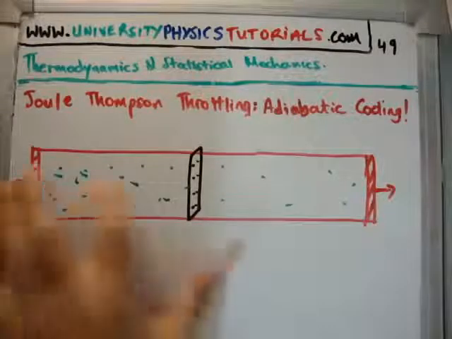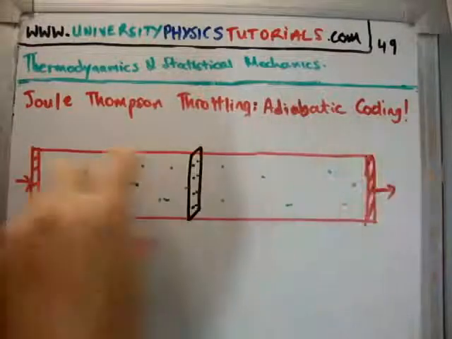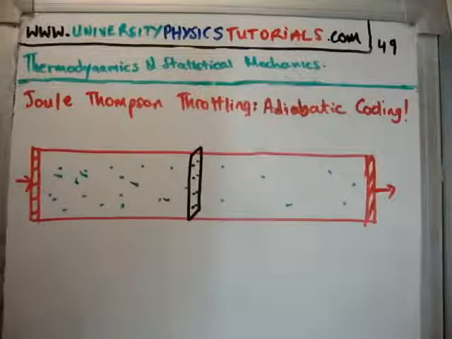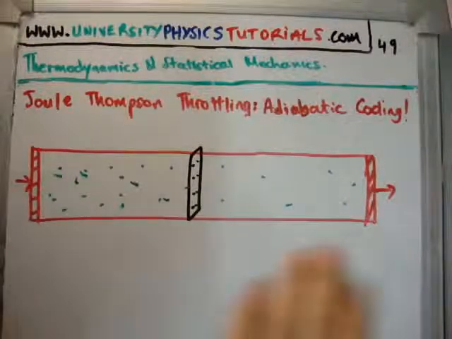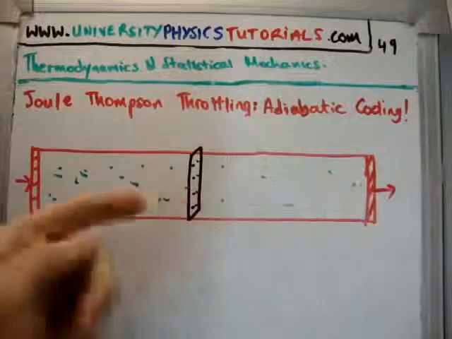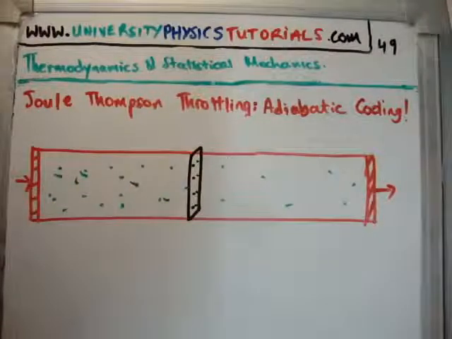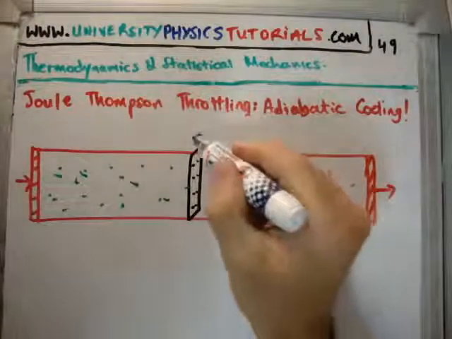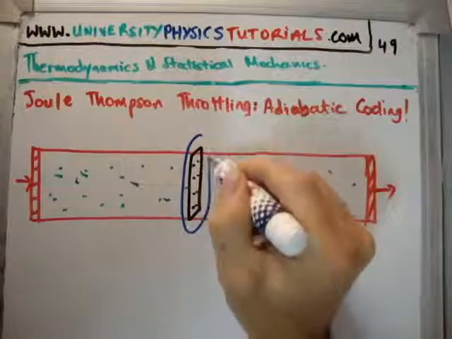So let's imagine we have a cylindrical tube, and in it we put our gas molecules in green, and we put two pistons, one at either end. Note the direction is left to right for both pistons. Now, I'm going to define the area here in blue as my throttle. I'm drawing a kind of oval around it.